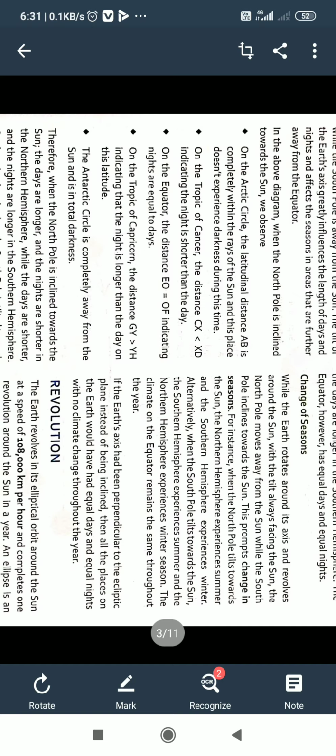The remaining part of this chapter, the revolution, I will teach in my next class.